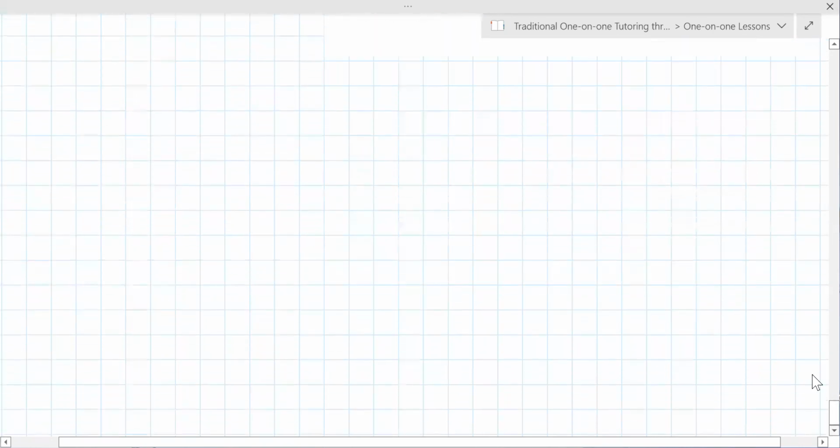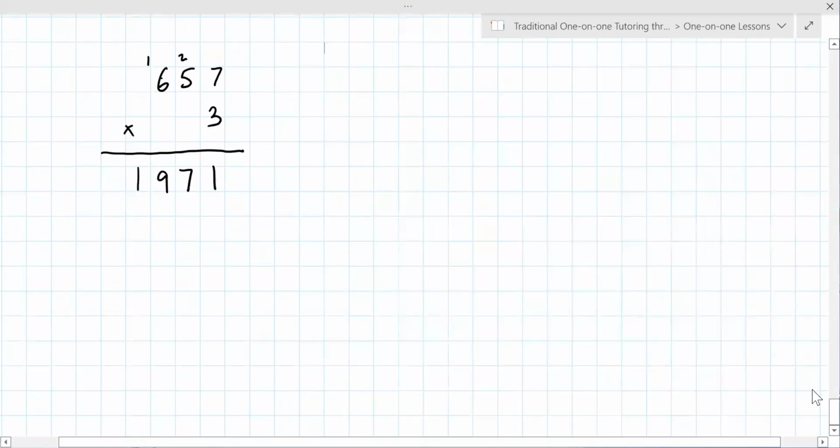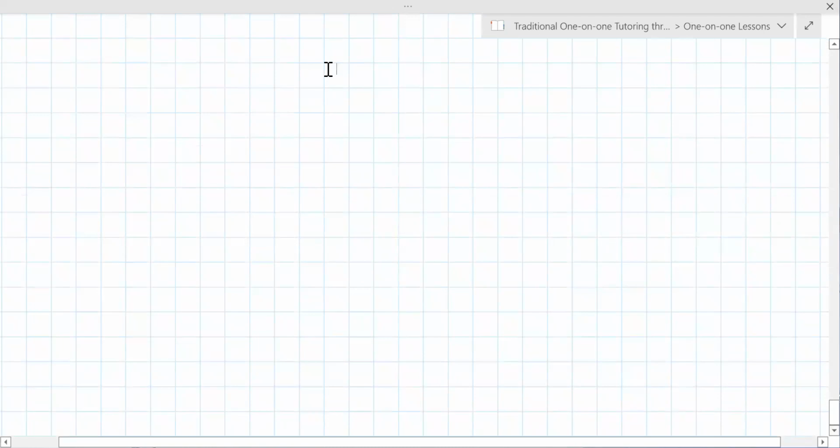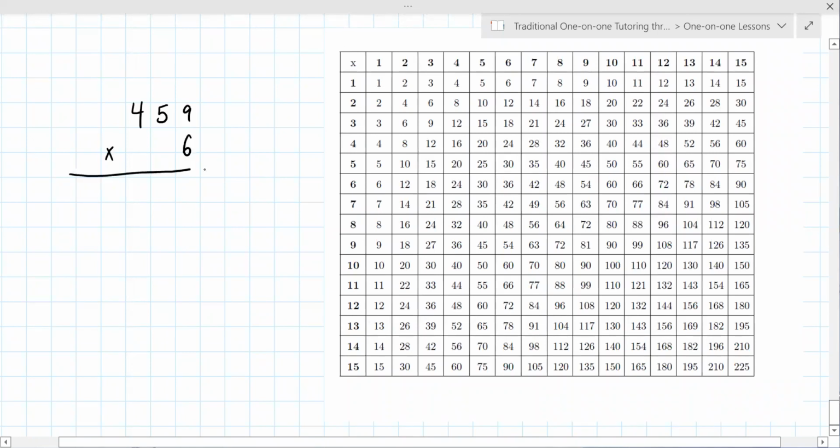All right, let's try another one here. I'll bring the table down. All right. So let's say we want to do 459 times 6. Let's try this one here. What is 6 times 9? 54. So the 4 goes below and the 5 goes above the 5. That's the carry.